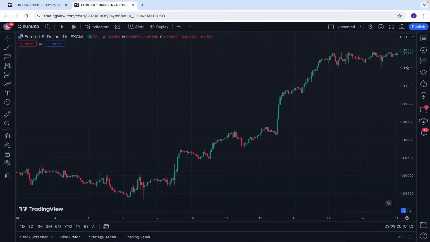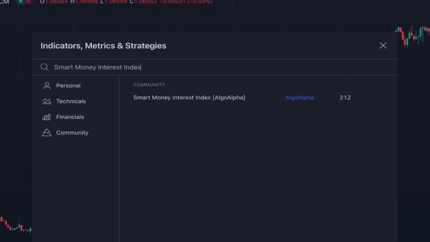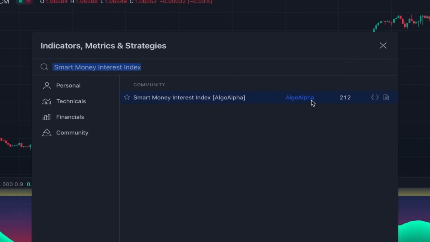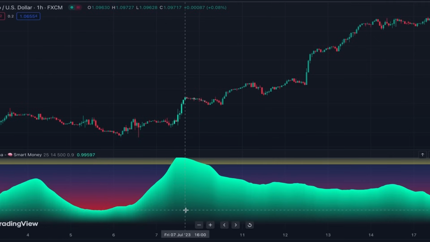To add this amazing indicator to our charts, here we click on indicators and we search smart money interest index, this one, which is written by Algo Alpha. Alright, this is the indicator, and as you can see, it's added here below the charts. As you can see, we have a histogram which is on one side and one color, green, and as the name of the indicator is indicating, it's an index showing the interest level of smart money.